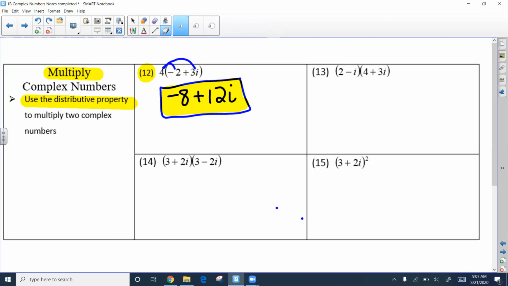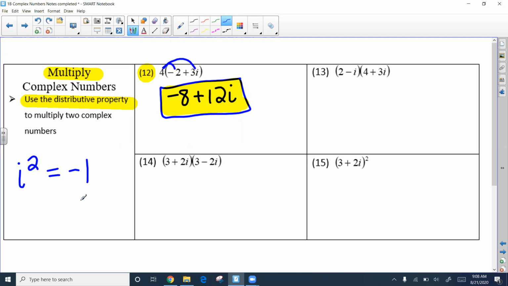Now, the rest of these, notice that all of these, we're going to end up doing an i times i. So before we do that, I just want to remind you that i squared, we talked about this yesterday, i squared is equal to -1. So anytime we have an i squared, we're not going to leave i squared in our answer. We're going to replace it with -1 so that we can write our answer in standard form.